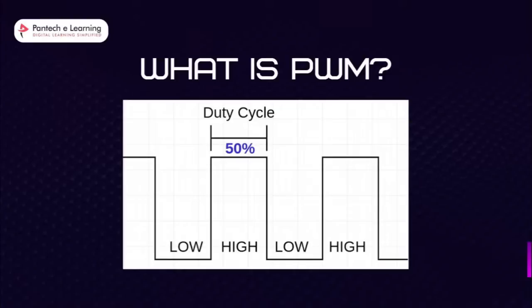For example, if you want to generate a 2.5 volt signal from a digital source like a microcontroller, which provides either a high or low signal only, we can generate a duty cycle of 50% with the help of pulse width modulation. This 50% duty cycle will produce an average voltage of 5 into 0.5, which is equal to 2.5 volts, right?